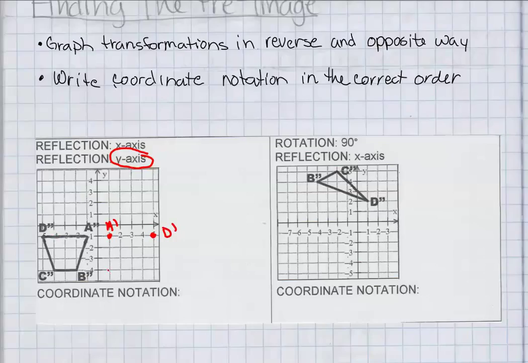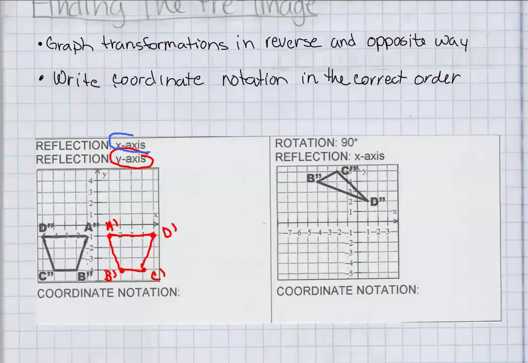B double prime is 2 to the left. So B prime will be 2 to the right. And C double prime is 1, 2, 3, 4 to the left. So it will be 1, 2, 3, 4 to the right for C prime. So just reverse order from whatever it gives you.